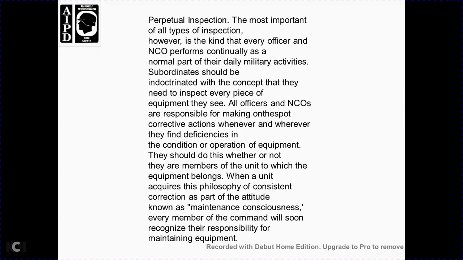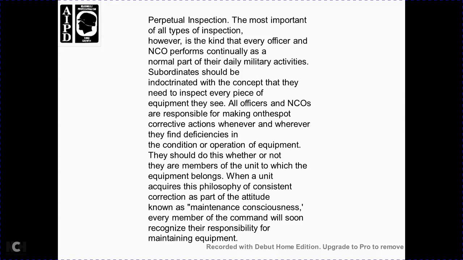Perpetual inspection is the most important type of all the inspections, however, the kind that every officer and NCO performs continually as a normal part of daily military activity. Supporting personnel should be indoctrinated with the concept that they need to inspect every piece of equipment as they see it. All officers and NCOs are responsible for making on-the-spot corrective action whenever there is a deficiency in the condition or operation of the equipment.